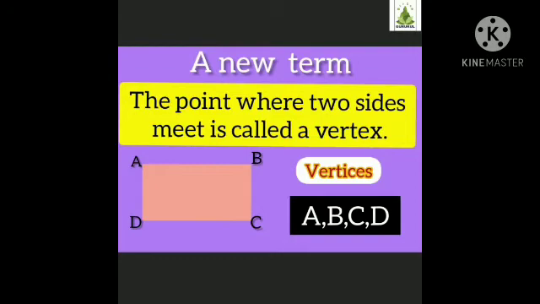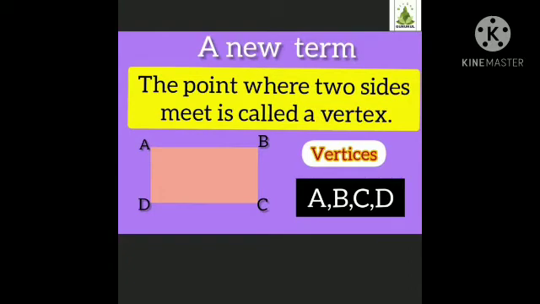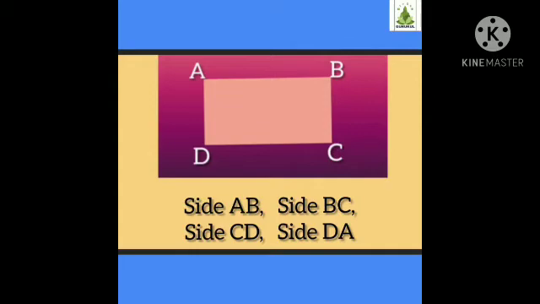Rectangle ABCD has 4 vertices, that are vertex A, vertex B, vertex C, vertex D, and rectangle ABCD has 4 sides, side AB, side BC, side CD, and side DA.